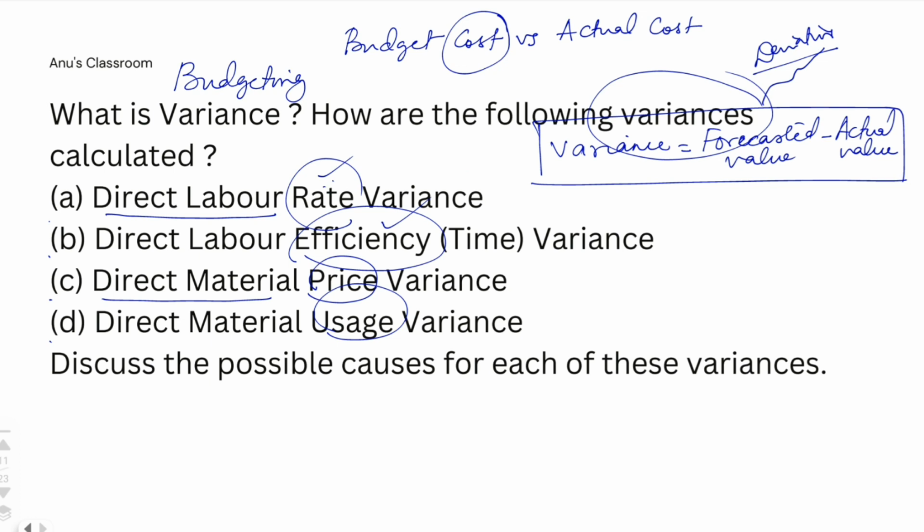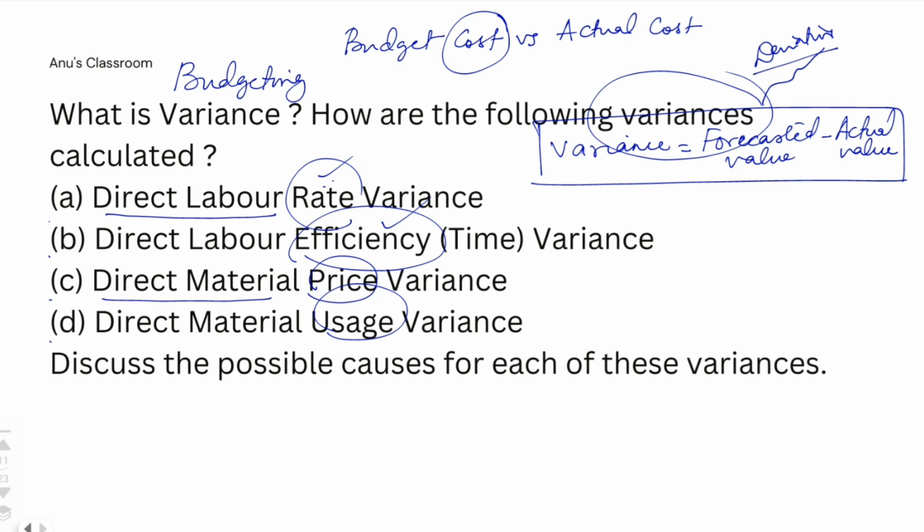So rate is the cost, efficiency is the time involved. If you look at the word itself, you will be able to understand the meaning of the variance, given that we know what variance actually is. So what are the possible causes for each of these variances? I'll come to it once we discuss what direct material price and usage variance is.